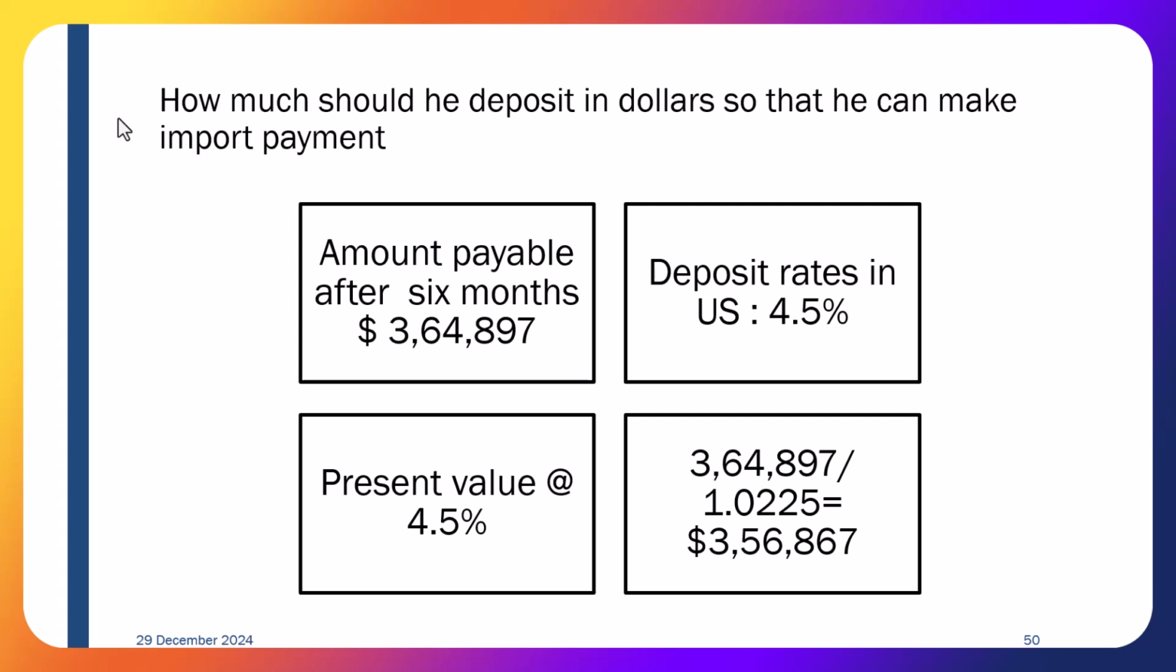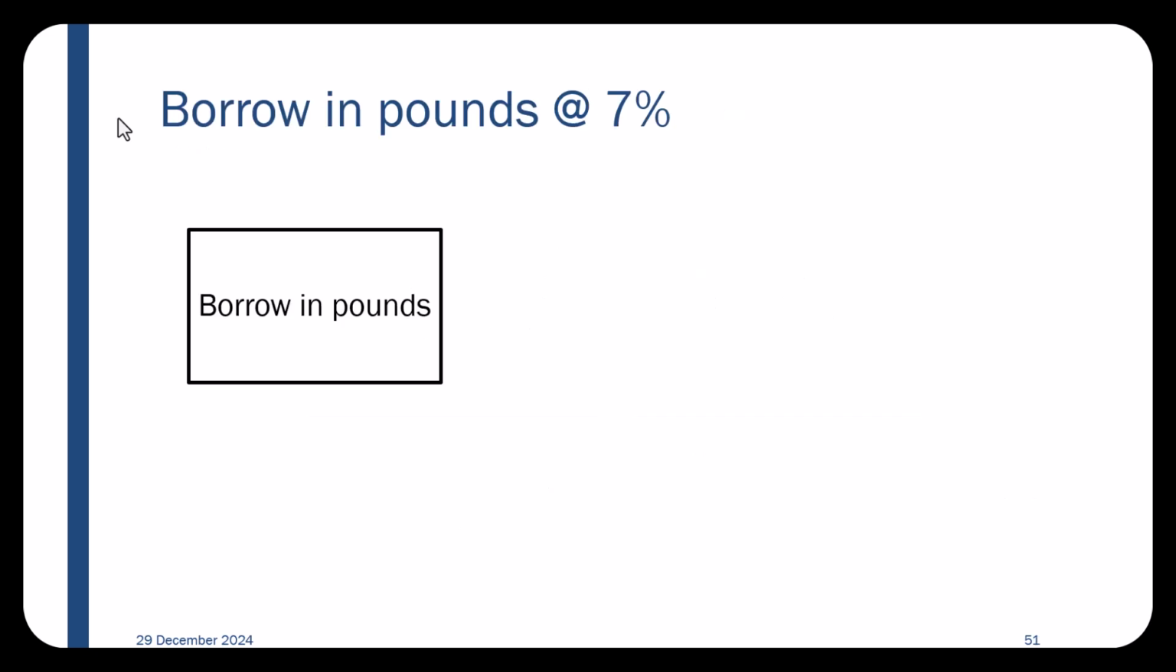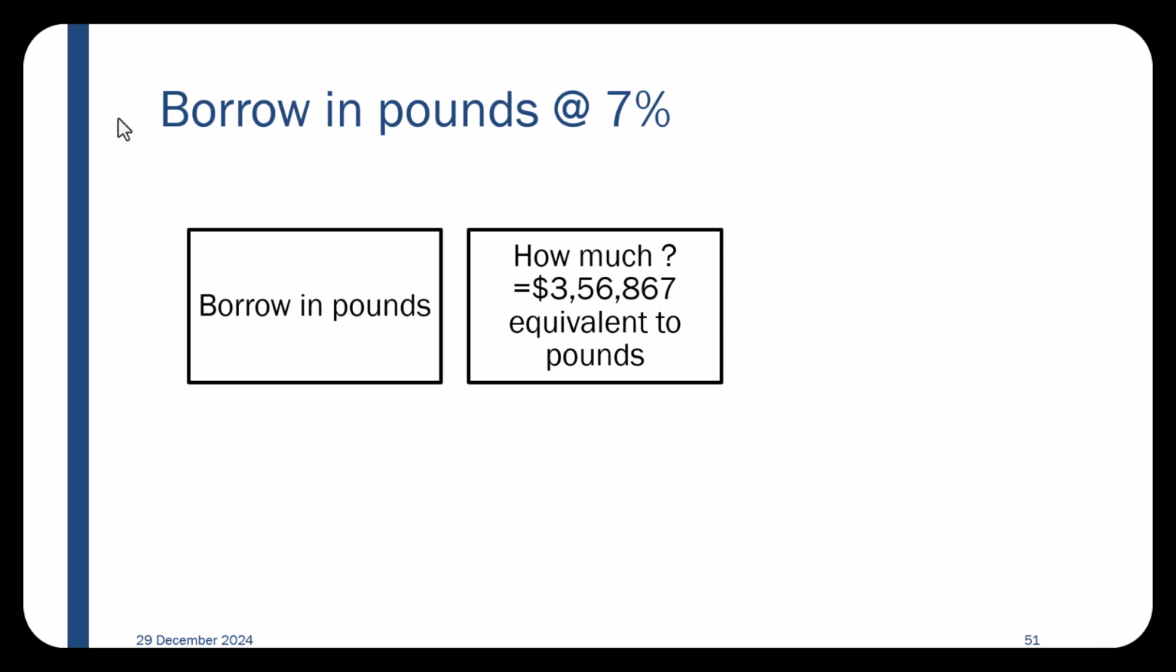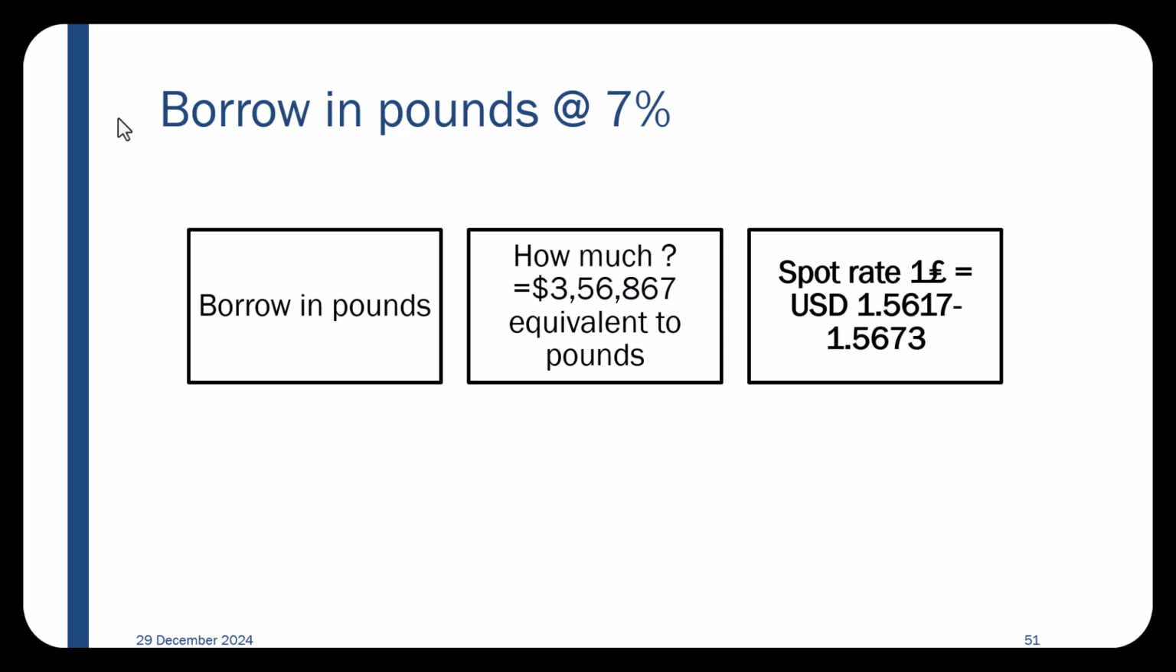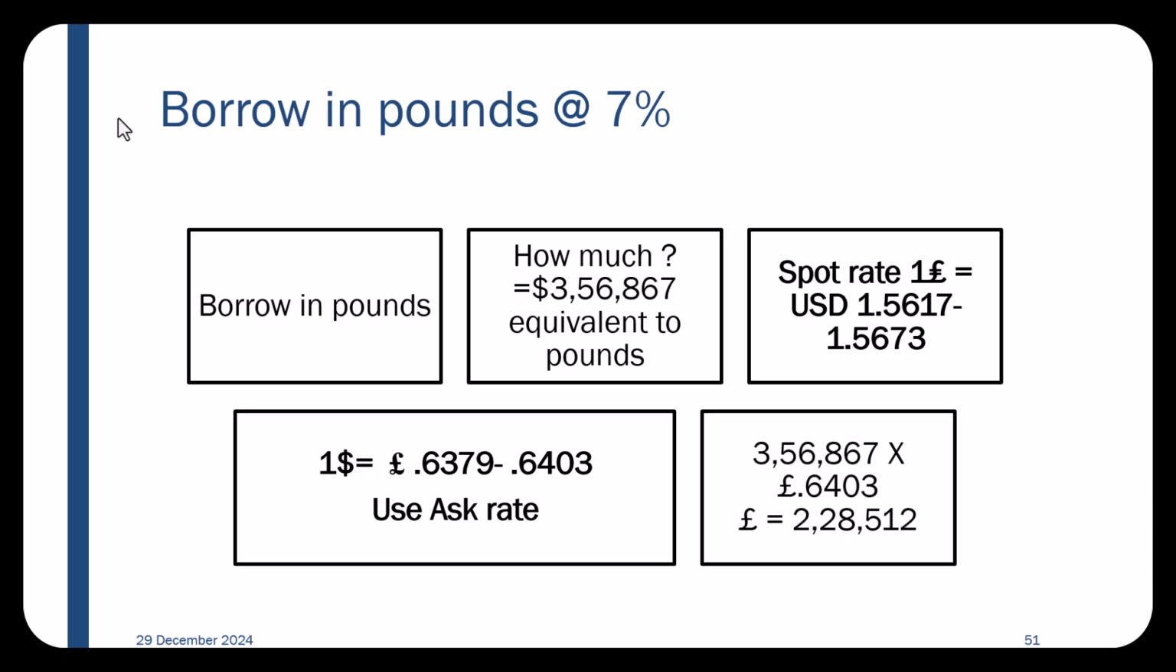So this means you must have this much money. This is in dollars, but you have to borrow in pounds. So you go back and borrow in pounds at 7%. The rate is that. So how much? $3,56 equivalent to pounds. Okay, so the spot rate of 1 pound is given, so you convert into dollars and use the ask rate again. So that means you have to borrow this much pounds. How many? 2,28,512 pounds. You have to borrow this many pounds.